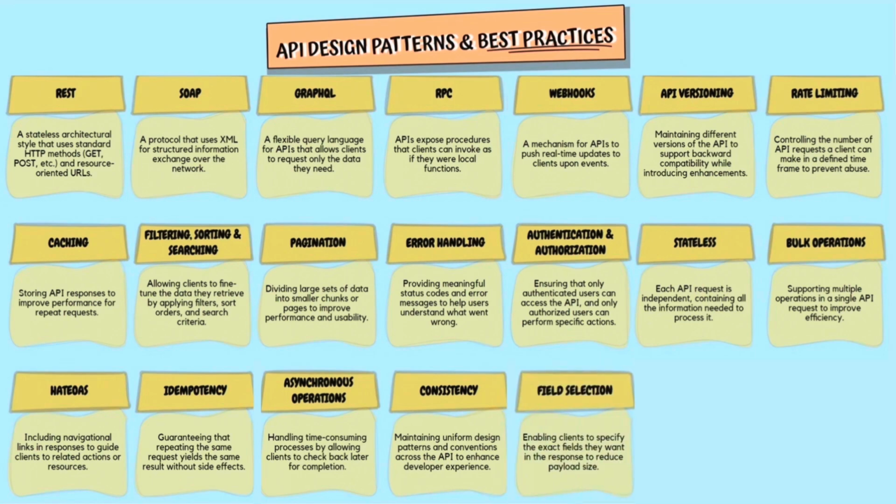19. Field selection, enabling clients to specify the exact fields they want in the response to reduce payload size. Example, Movie API returning only title and release date. 20. Deprecation Policy, defining and communicating a plan for phasing out dated API versions or features. Example, adding deprecation notices in API response headers.